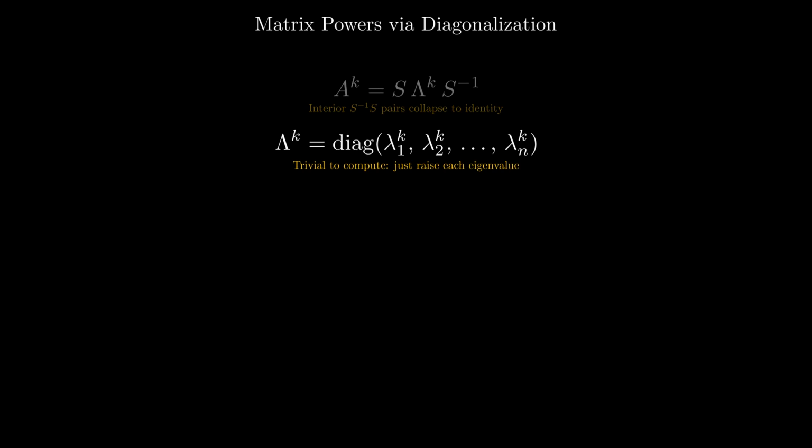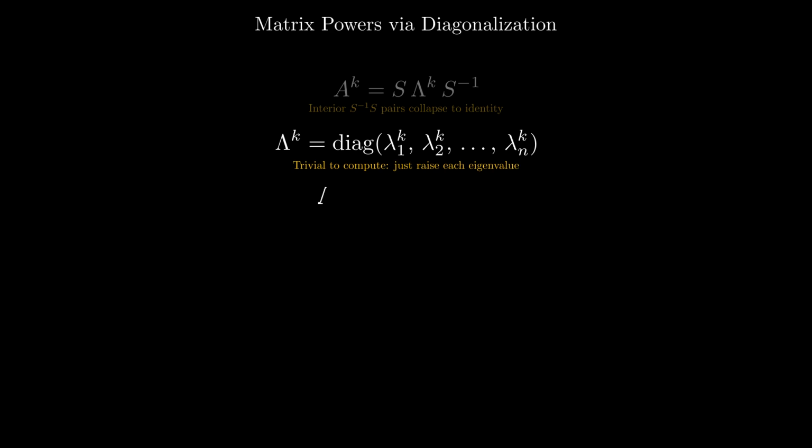The pattern generalizes beautifully. A to the k equals S times lambda to the k times S inverse. When you multiply A by itself k times, every interior S inverse times S collapses to the identity, leaving just k copies of lambda fused together into lambda to the k. And lambda to the k is trivial to compute because it's a diagonal matrix with entries lambda 1 to the k, lambda 2 to the k, all the way through lambda n to the k.